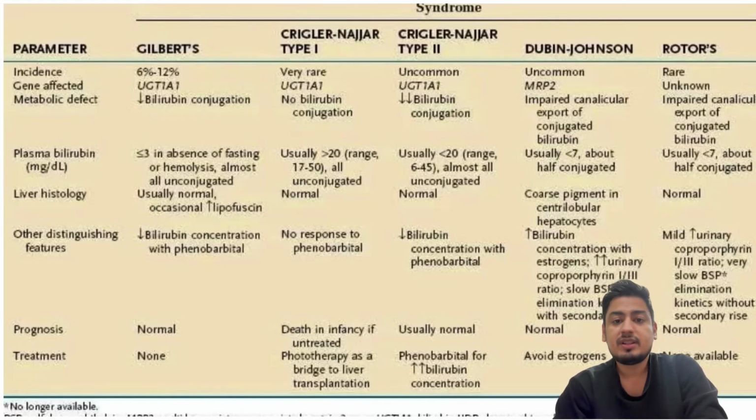In Dubin-Johnson, there is impaired canalicular export of conjugated bilirubin, and there is the same defect in Rotor syndrome. Now, in Gilbert, plasma bilirubin would be less than 3 in the absence of fasting or hemolysis, and almost all of it is raised unconjugated bilirubin. So it's not at all fatal.